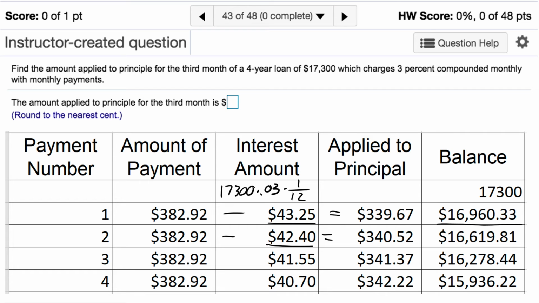So we're looking in this problem for the amount applied to principal for the third month. The amount applied to principal for the third month should be $341.37. So we just have to repeat that process a couple times to get there. It may not ask you for an amortization schedule on a problem, but if you're looking for an interest amount or an amount applied to principal, you need to create one. All right, let's go on to the next problem.